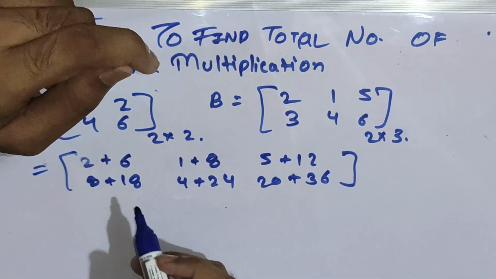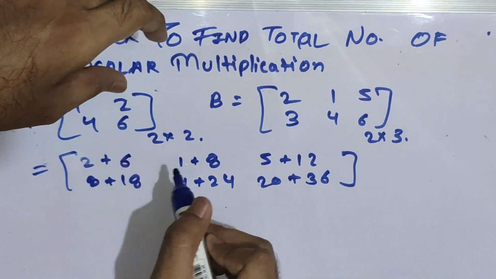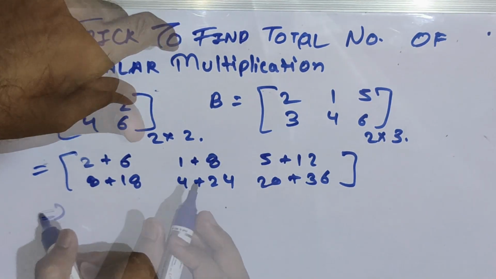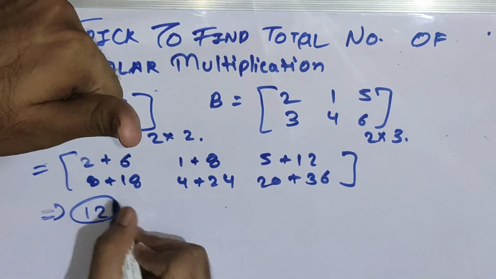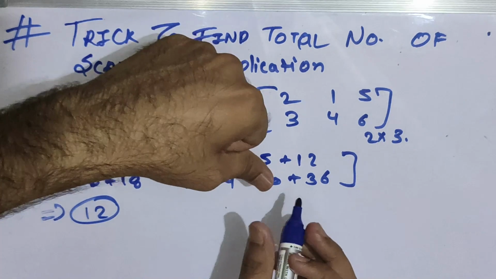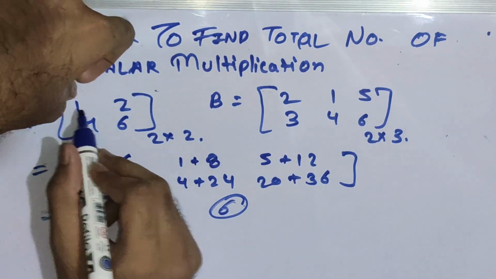Okay, so if you count the number of scalar multiplications in this result, you will get 1, 2, 3, 4, 5, 6, 7, 8, 9, 10, 11, 12. So the number of scalar multiplications is 12, and if you count the additions performed here, it is 1, 2, 3, 4, 5, 6. Note this element is the result of multiplication of two elements, right?